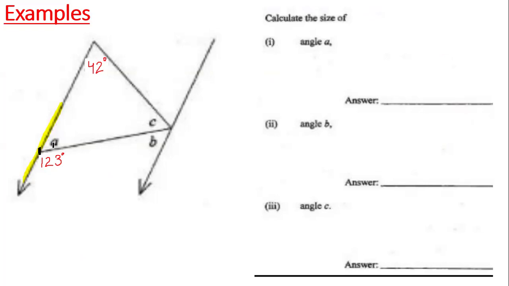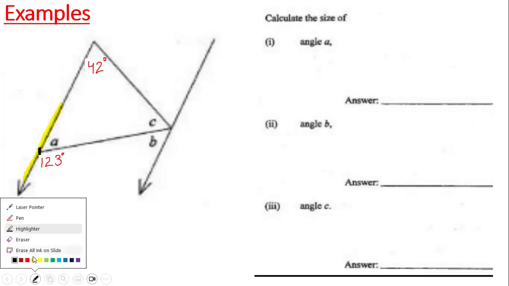They add up to 180. Very good. So angles on a straight line at a common point add up to 180.